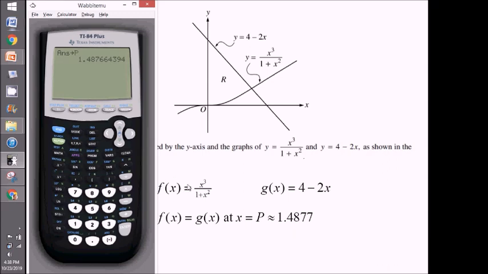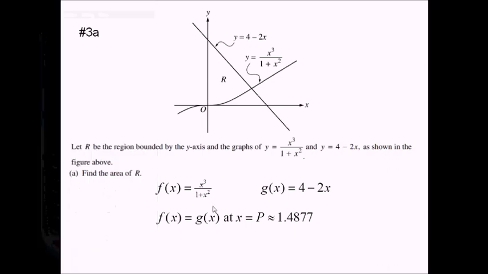So now I can use it in both places without rewriting all of it. Okay, so to find the area then, I need the integral from 0 to p of top minus bottom. So that's going to be g of x minus f of x dx.